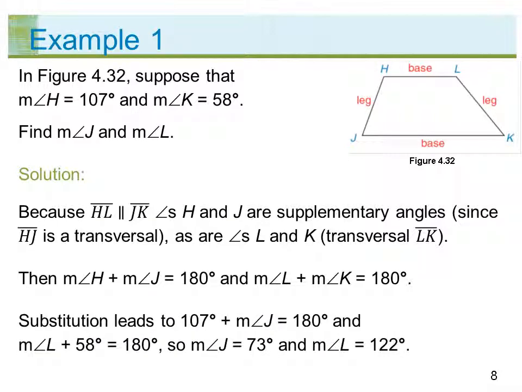Substitution leads to 107 degrees plus the measure of angle J equals 180 degrees, and the measure of angle L plus 58 degrees equals 180 degrees. So the measure of angle J equals 73 degrees, and the measure of angle L equals 122 degrees.